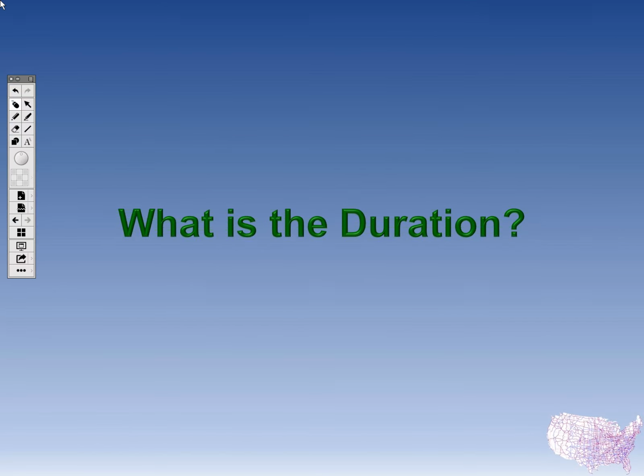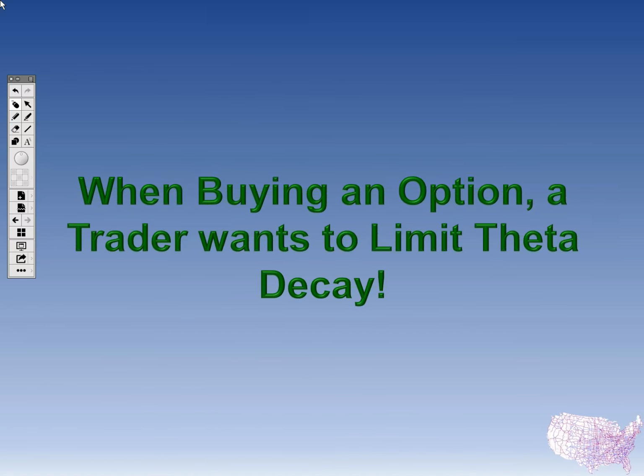So now think about this. Back to the theta, right? Get back to that roadmap. What is our duration? Well, our duration is going to be longer term, right? Because we've got low volatility. We know our premiums are cheaper. We know that volatility is very low. Our premiums are the cheapest. We want to limit that theta decay when we're buying, right? We want to give ourselves enough time to be right or get to our destination. So when we're buying options, a trader wants to limit that theta decay.